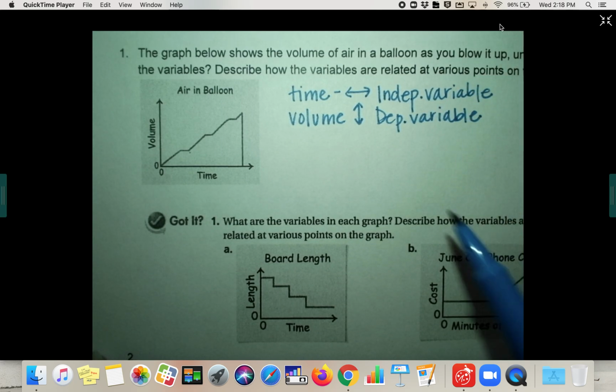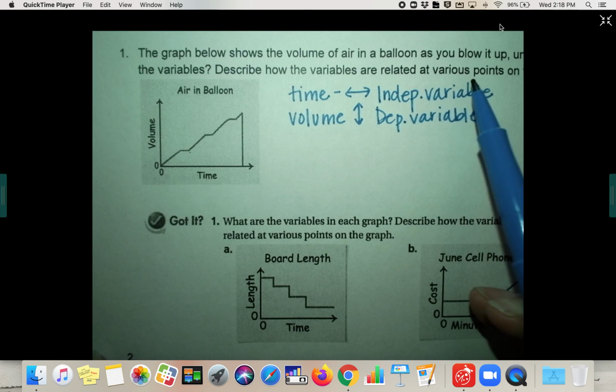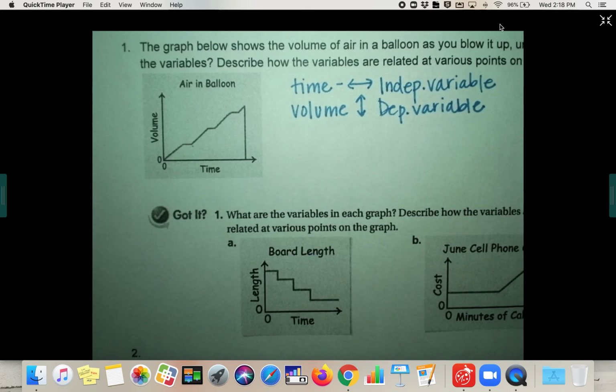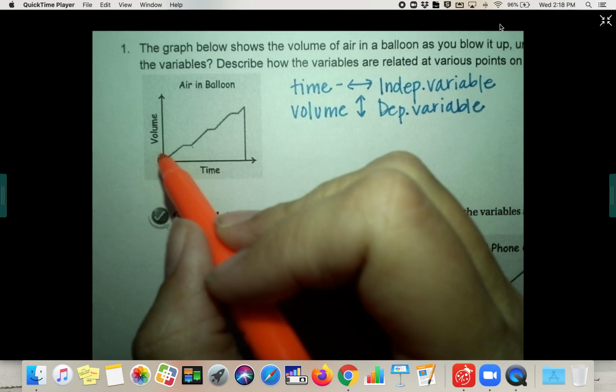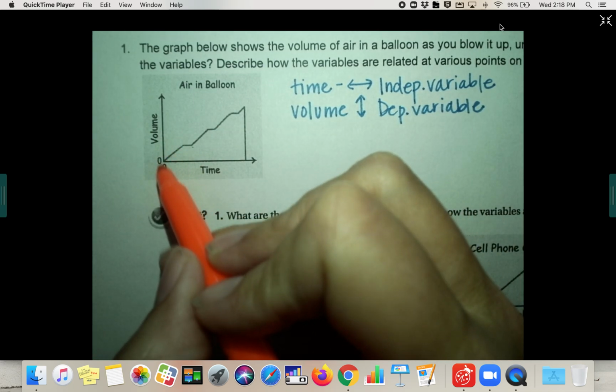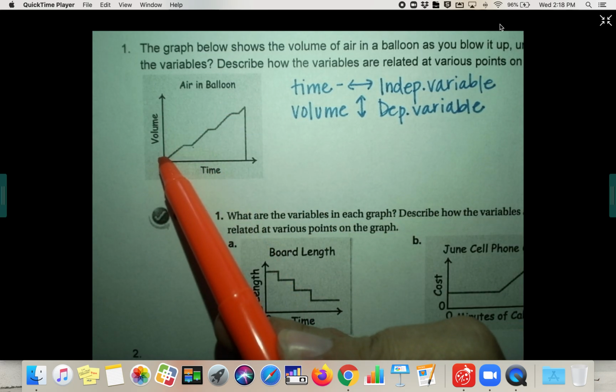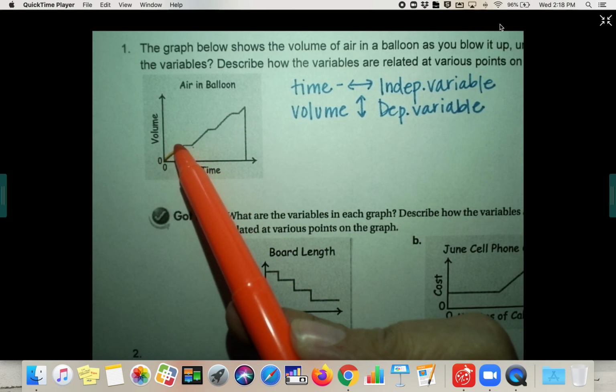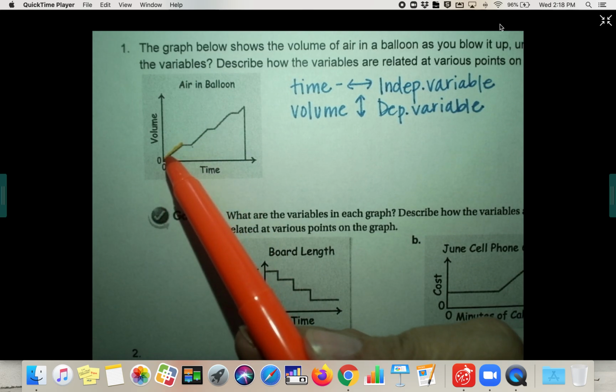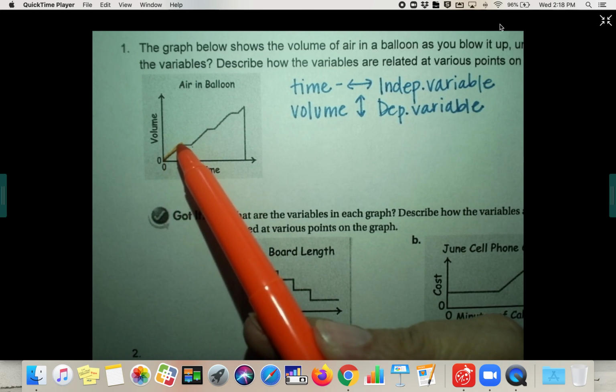Okay, so then it says describe how the variables are related at various points. So here's what I'm seeing. I'm actually going to use my highlighter and we're going to kind of tell a story as this goes on. So we haven't started yet. It's 0, 0. We start at the origin. And slowly time starts to tick by. And as time starts to go, our volume starts to increase. So we're blowing it up after a few seconds.